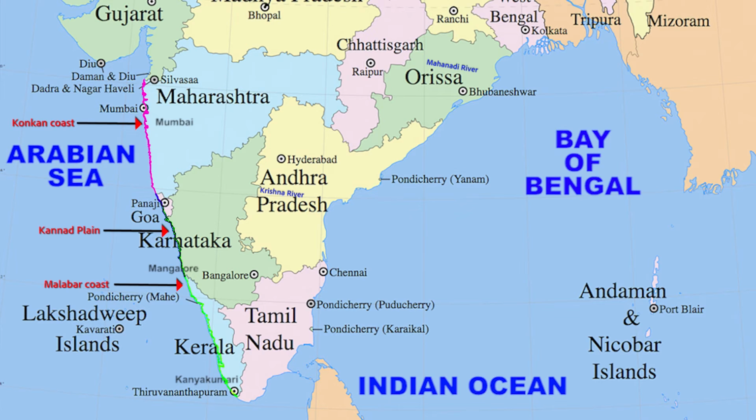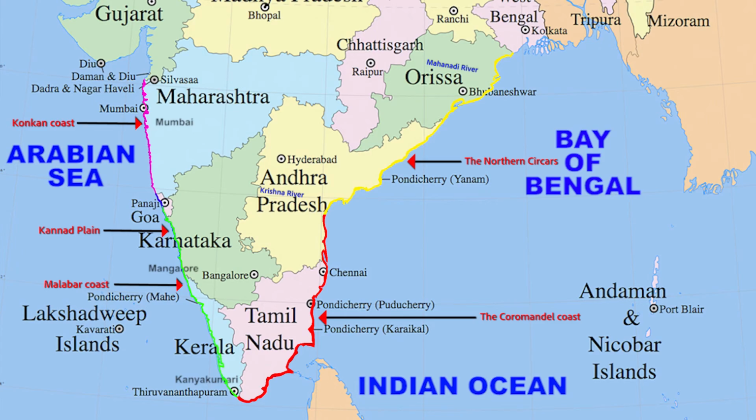Similarly, let us also take a look at the eastern plains of India. The northern part of the coastal region is known as the Northern Circles. It lies between the Mahanadi and the Krishna rivers in the east. The southern part of the coastal plain is referred to as the Coromandel Coast.